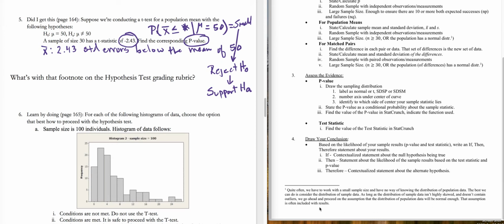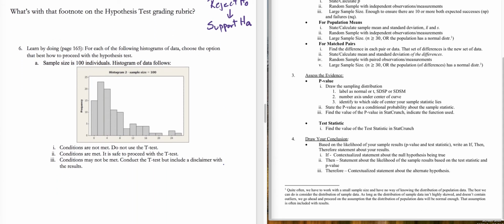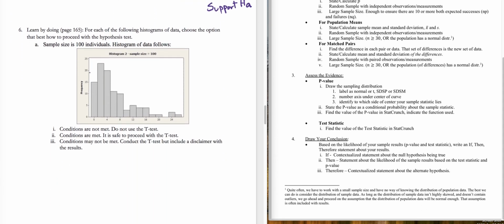And then that assumption is also often included with our results. So, we might just say we had a small sample, we went ahead and proceeded, but we know that data varies and there might be a problem. Okay, so let's take a look how we're going to assess that here.